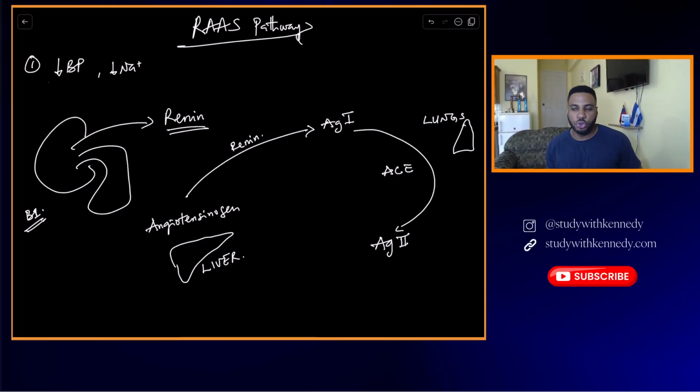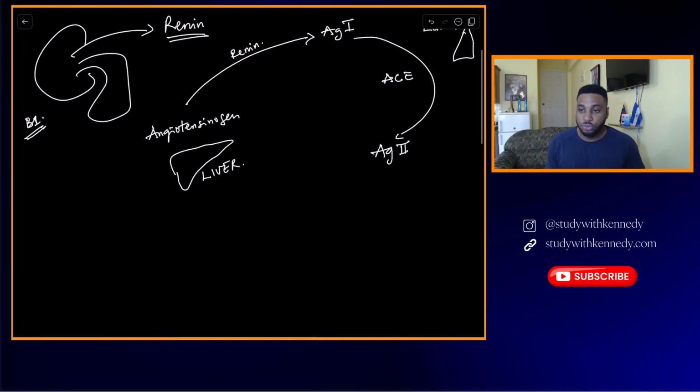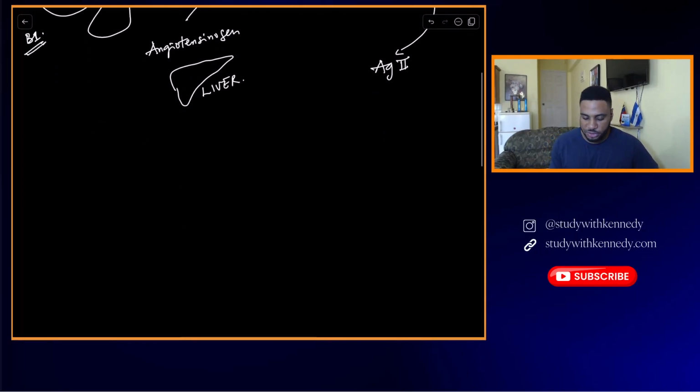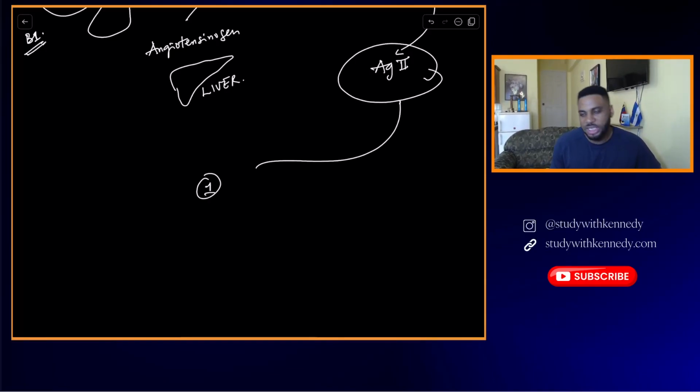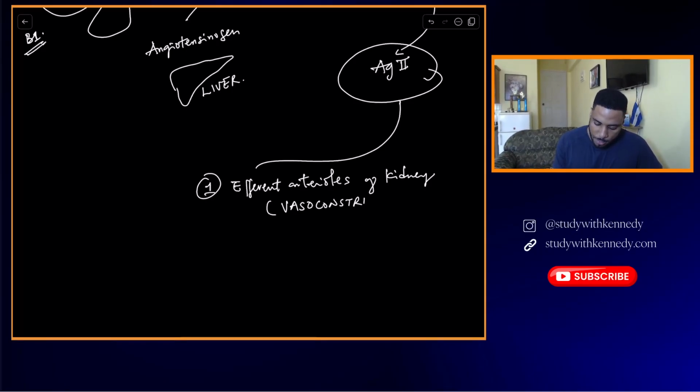This is the first crucial moment. Angiotensin 2 goes to several parts of the body. First of all, this is the big guy we're interested in. The first thing angiotensin 2 does is act on the efferent arterioles of the kidney. And what does it do here? It causes vasoconstriction. Angiotensin 2 will cause vasoconstriction of the efferent arterioles of the kidney.